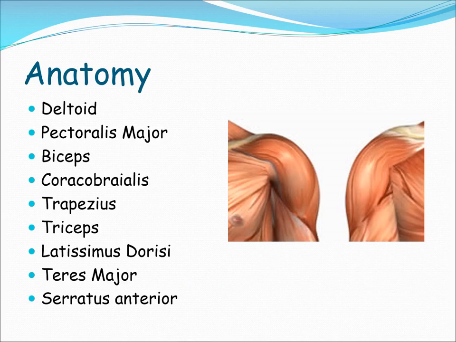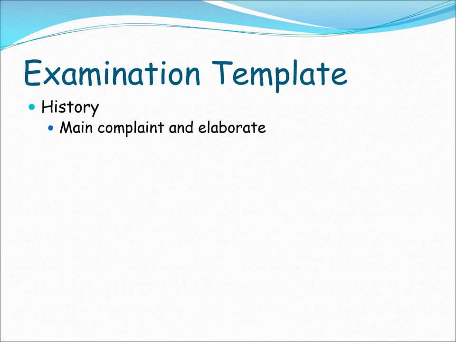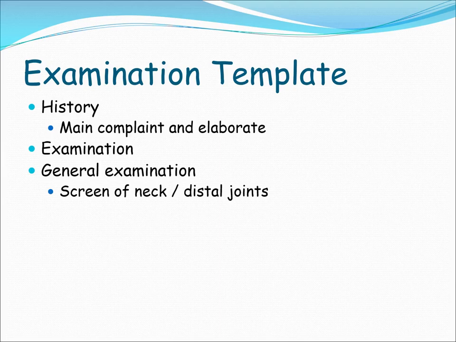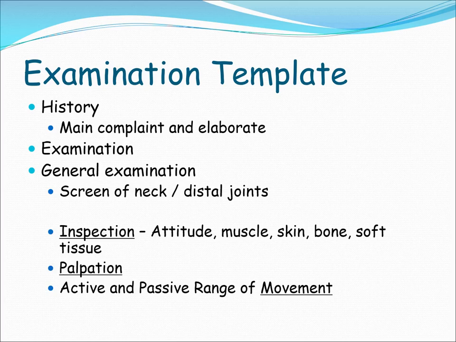You also need to know that there is a large number of muscles which move the scapula and the humerus. As with all patients, the history is vital and should give the diagnosis in approximately 90% of cases. The examination is really there to confirm what you suspect is the problem, and this consists of a careful general examination followed by screening of the joint above and below the shoulder, a careful inspection and palpation, as well as active and passive range of motion, before moving on to special tests and then investigations.